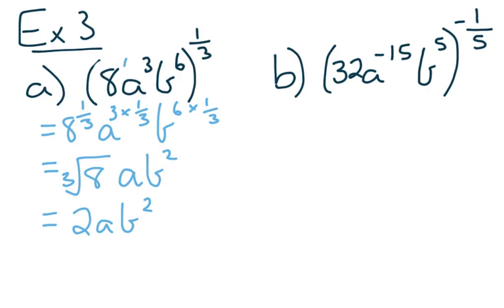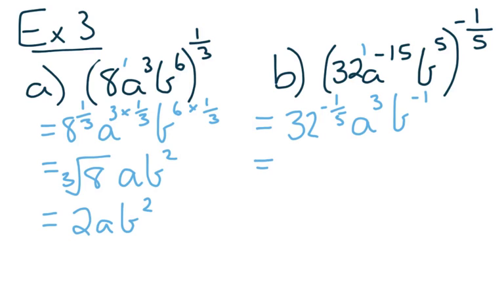The next example is a little bit harder. So we have to make sure we treat the 32 with the power again. And the same as before, we just make sure we multiply that power the whole way through the bracket. So we would have 32 to the power of negative 1/5, A to the power of 3, because we would end up with 15 over 5, which gives us 3, and then B to the power of negative 1, because it would be negative 5 over 5, so it would be negative 1.